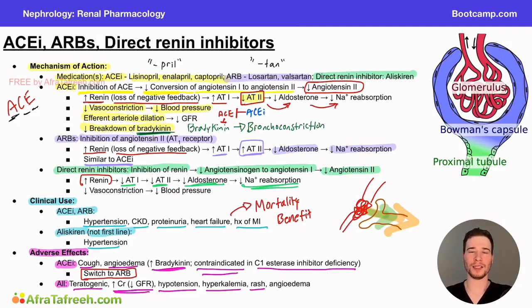Thinking about our adverse effects here, right? Cough and angioedema are probably the two most commonly tested ones. Switching to an angiotensin receptor blocker for a patient who is on an ACE inhibitor is going to be useful, and also be mindful of the fact that these are teratogenic medications. So if a patient comes to you and they have symptoms and signs of hypertension, but the patient is pregnant, we do not want to give them this type of medication. We need to think about some of the medications that would be safe in pregnancy.